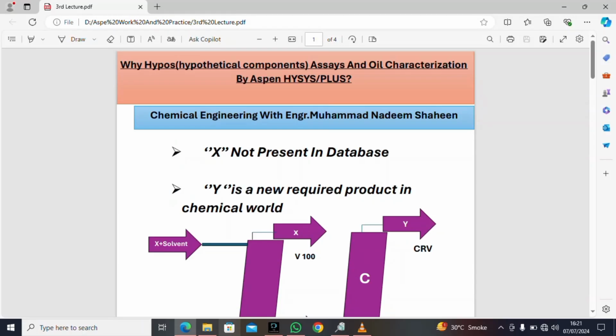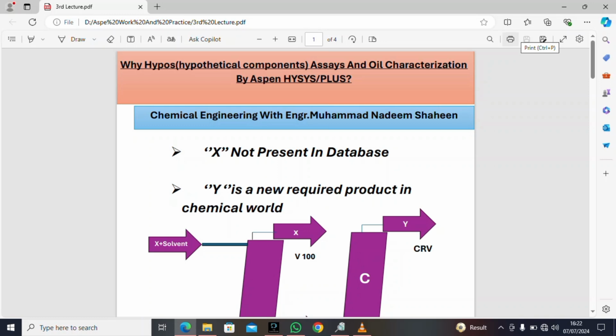Bismillah. Today is our third lecture about hypothetical components, which are not present in our system. Our third lecture is about hypothetical components, assays, and oil characterization by Aspen Plus. Why do we need to learn how to model hypothetical components and assays, and why do we need oil characterization?